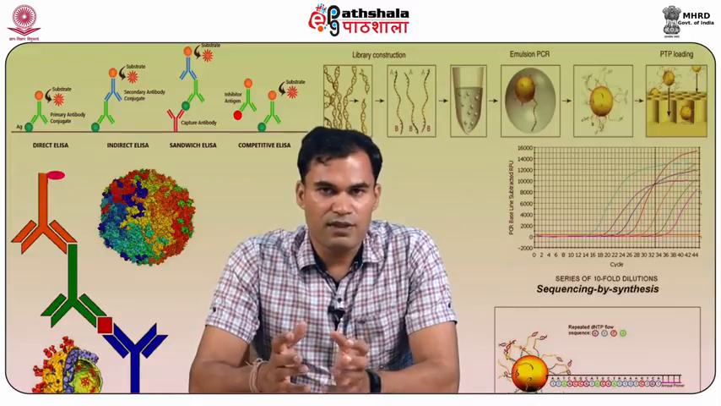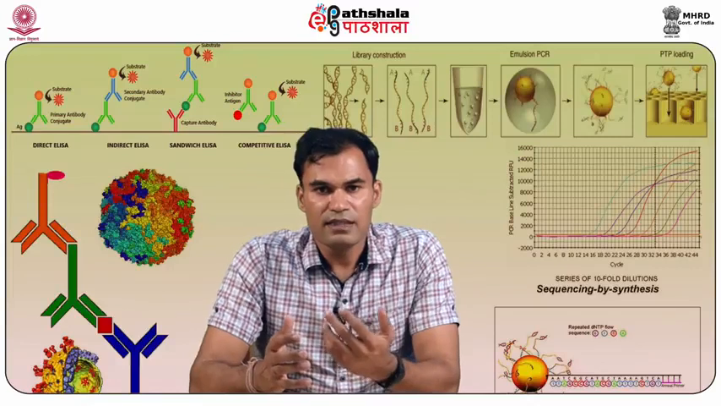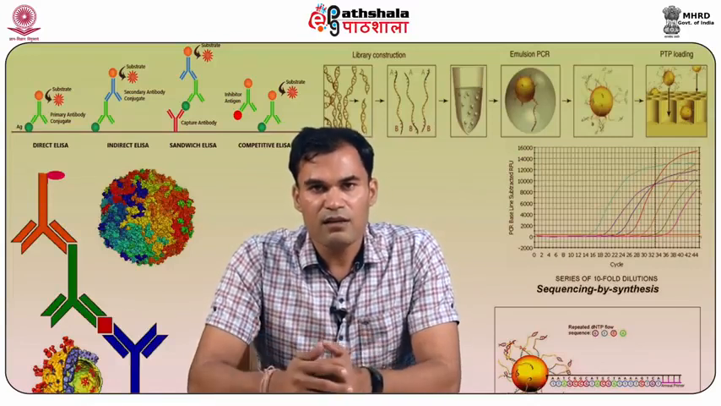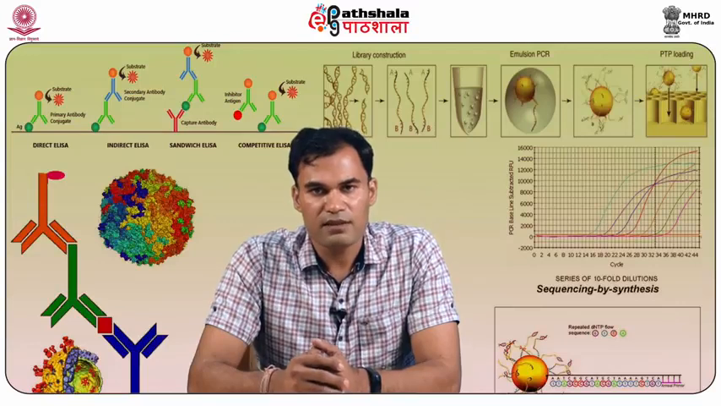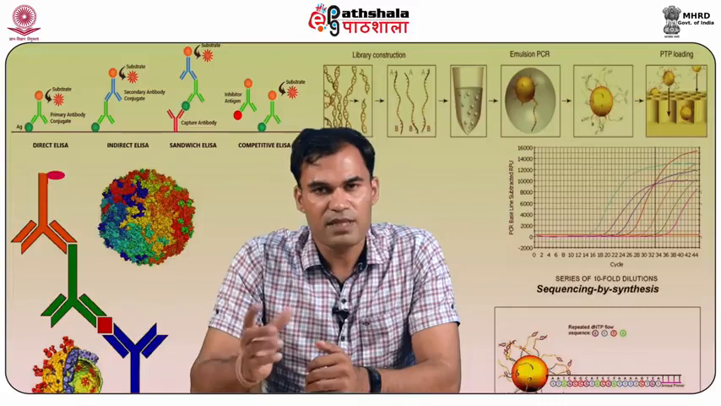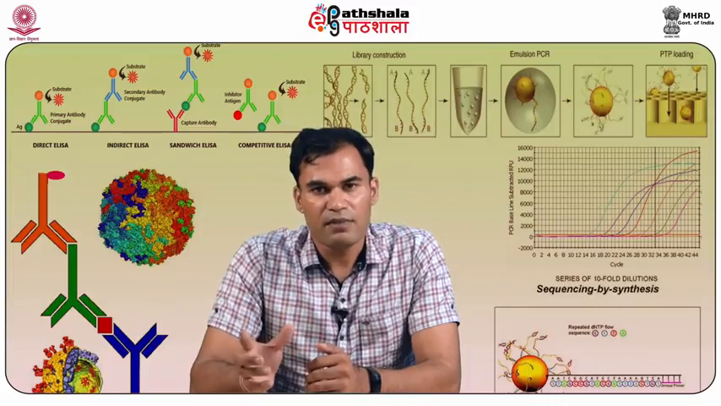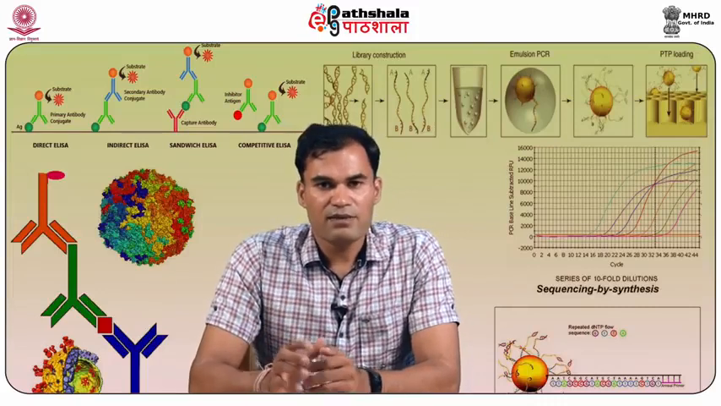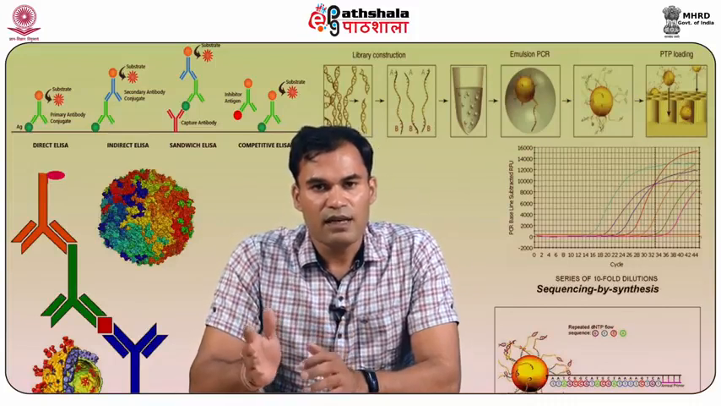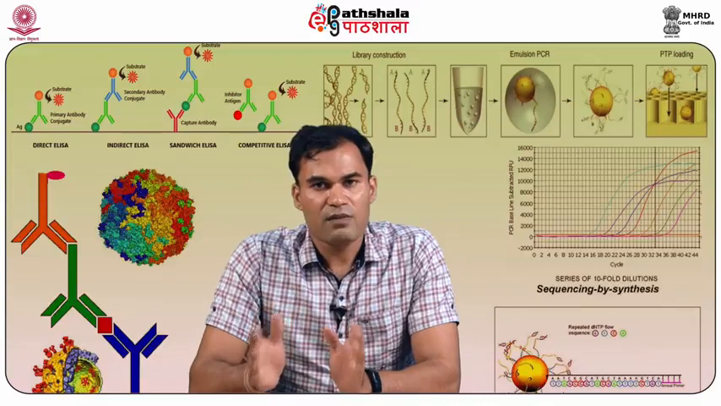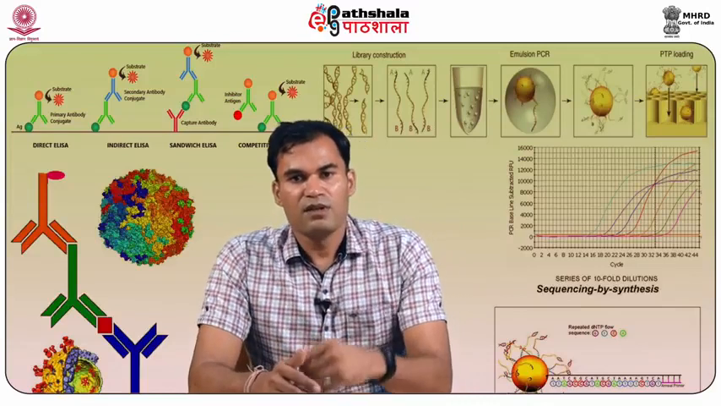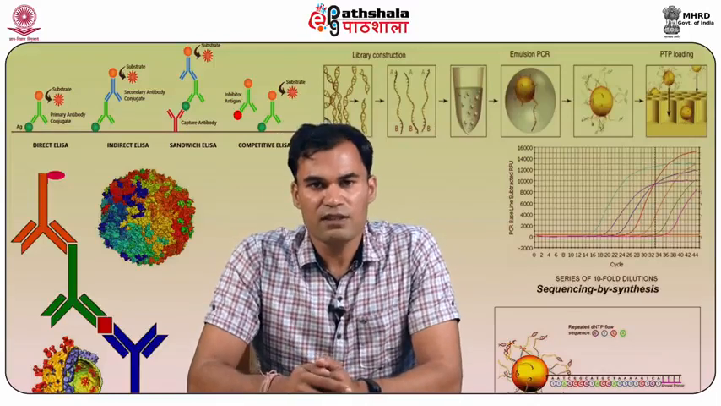Suppose the first fermenter we are using is a shake flask experiment. Next is the lab scale fermenter, which has a capacity of 5 to 10 liters. The pilot scale fermenter has a capacity of 300 to 3000 liters, and the last one is the commercial fermenter, which is used by industries and has a capacity of more than 10,000 to 50,000 liters.